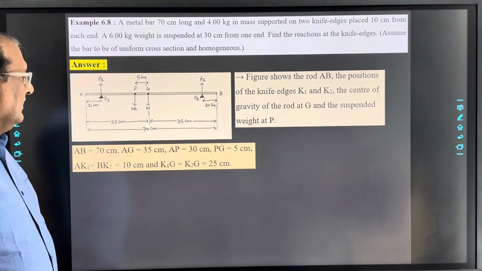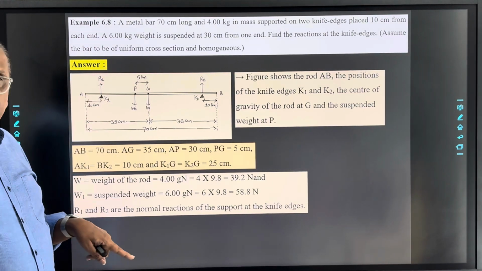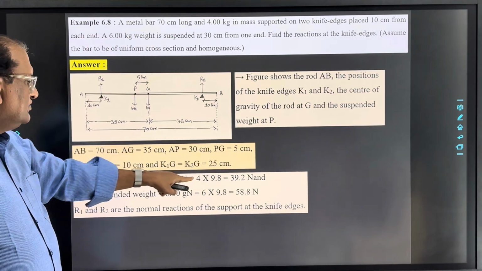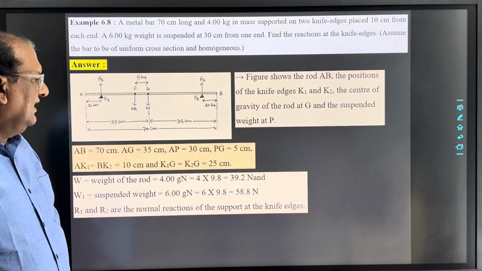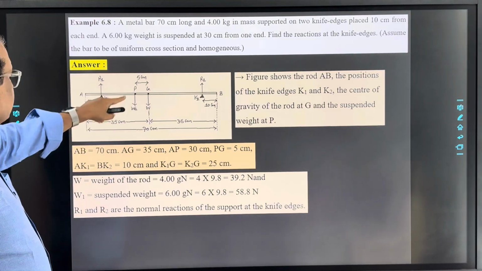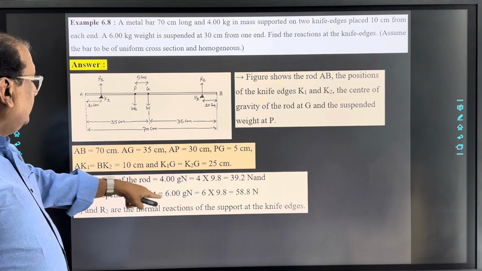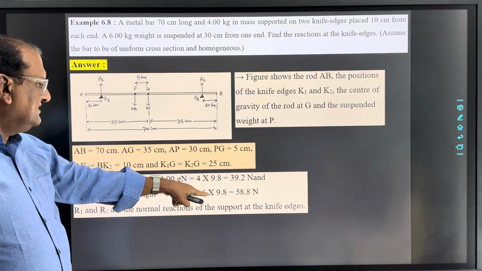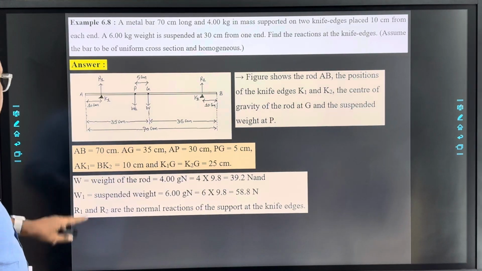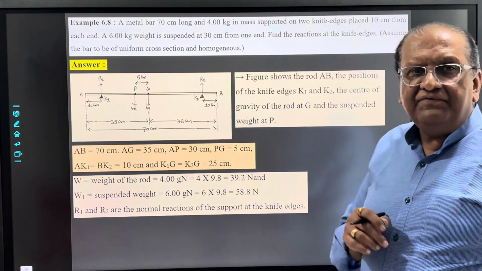Okay. Now see here, weight of the rod itself. So mass of the rod is 4 kilogram. So 4 into g, so 4 into 9.8, that is 39.2 Newton. And W1, the suspended weight at point P, 6 kilogram into g, that much Newton. So that is 6 into 9.8, that is 58.8 Newton. Now R1 and R2 are the normal reactions at the support at knife edges.